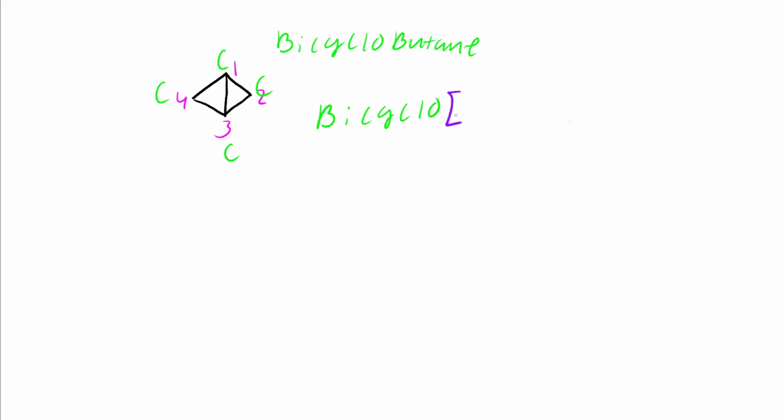bracket. How many carbons do we have on our bridge? We have 1 carbon. So we say 1, period. 1, period. How many carbons do we have on our bridge right here? 0. If there were 1 carbon right there, it would be 1. If there were 2 carbons in the middle, it would be 2. Or actually, it would be 2, 1, 1. But we do not have any middle carbons. So it is 0.